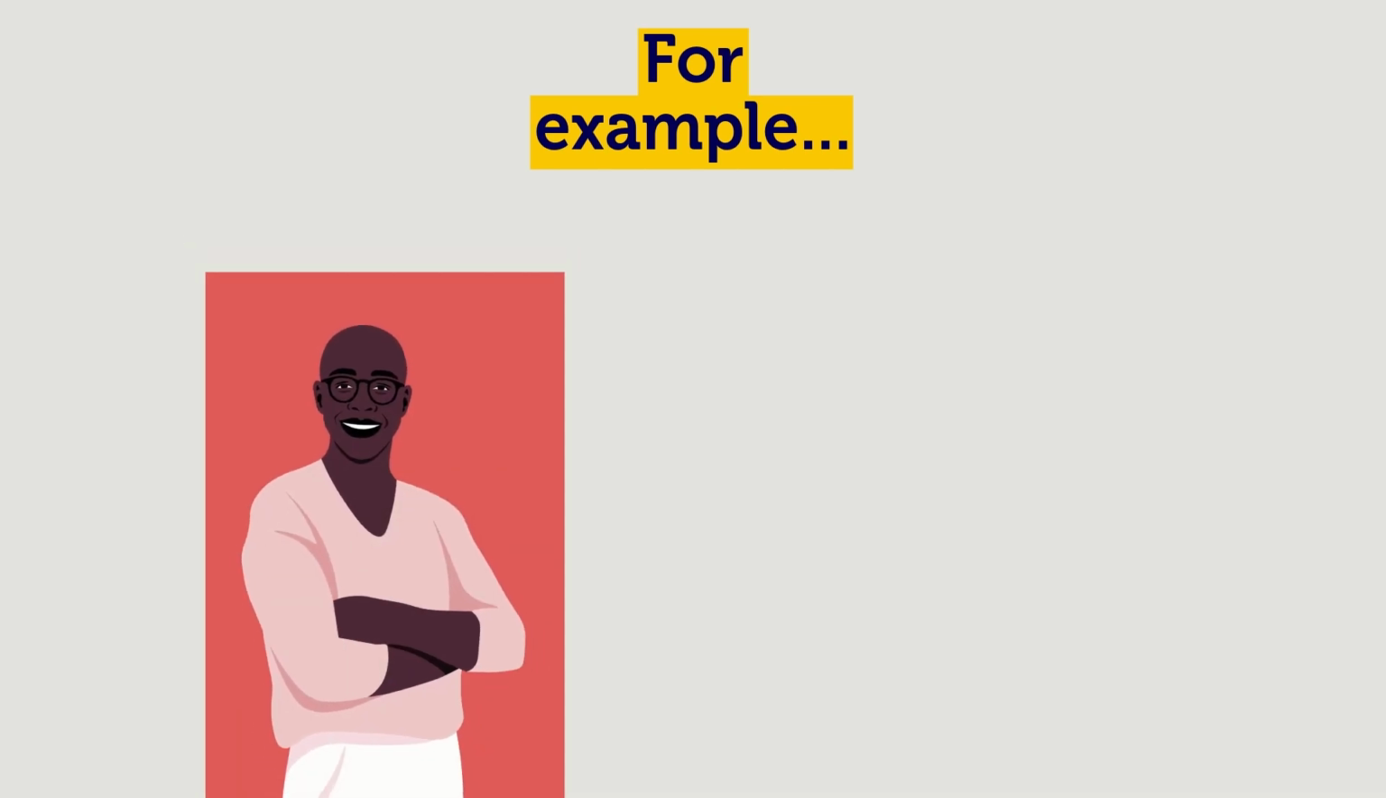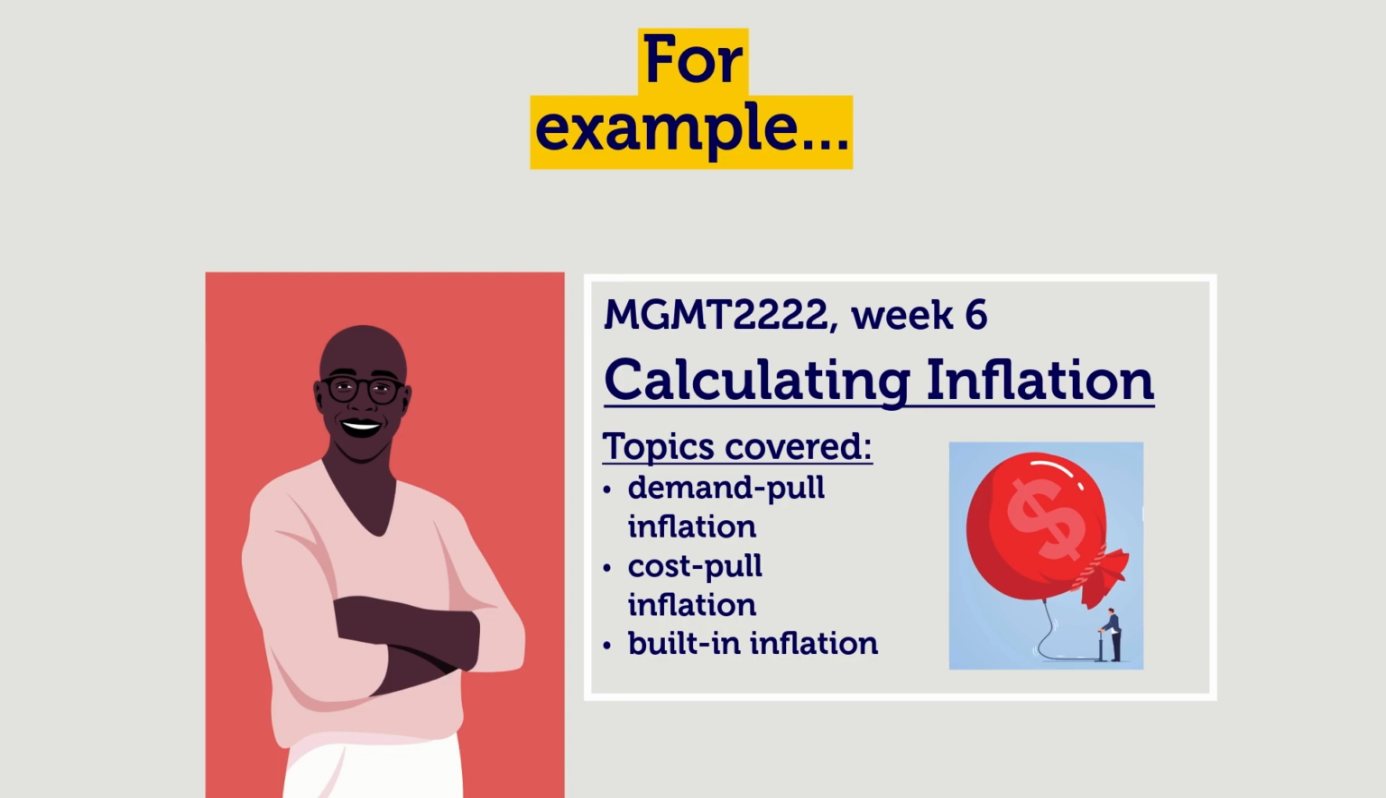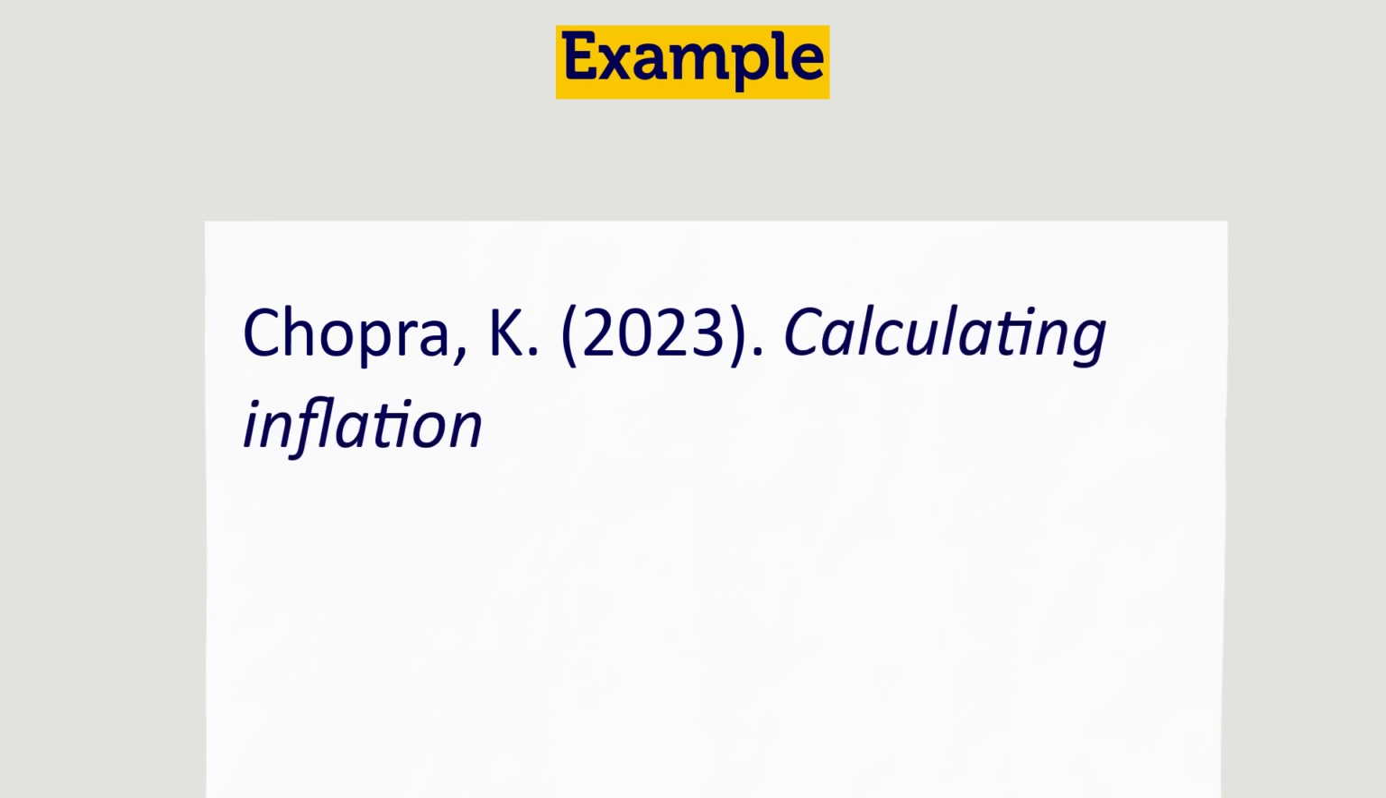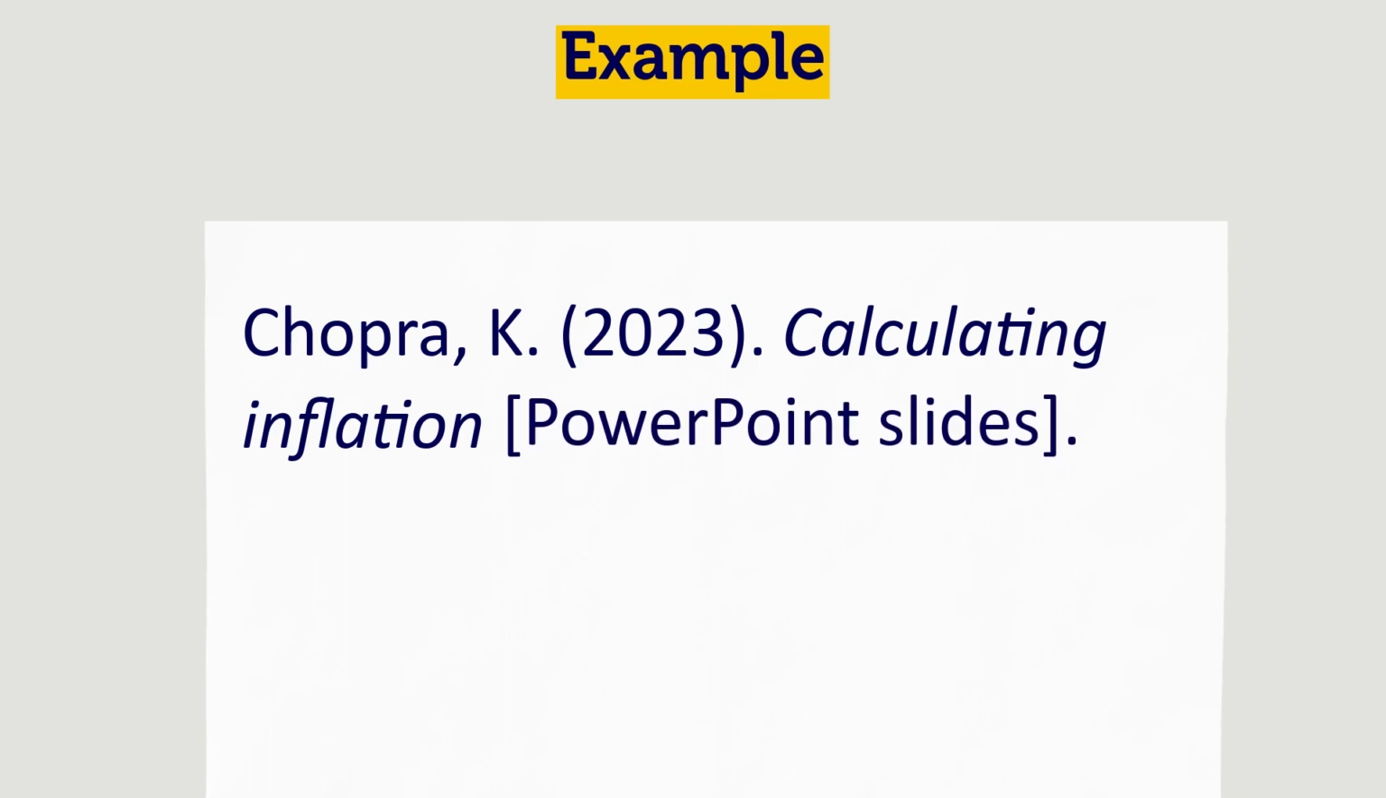Let's pretend that you have a lecturer called Kevin Chopra, who has a PowerPoint slide deck that you would like to reference called Calculating Inflation. Here's how we could do it. We would write the author's surname, which is Chopra, and their first initial K. Next, we will put the year that the resource was made, which is 2023, and the title, which is Calculating Inflation. After that, we include the resource type. In this case, it's PowerPoint slides.